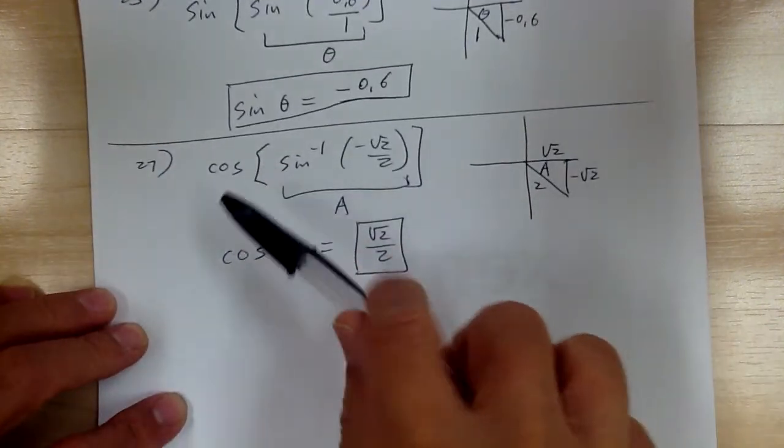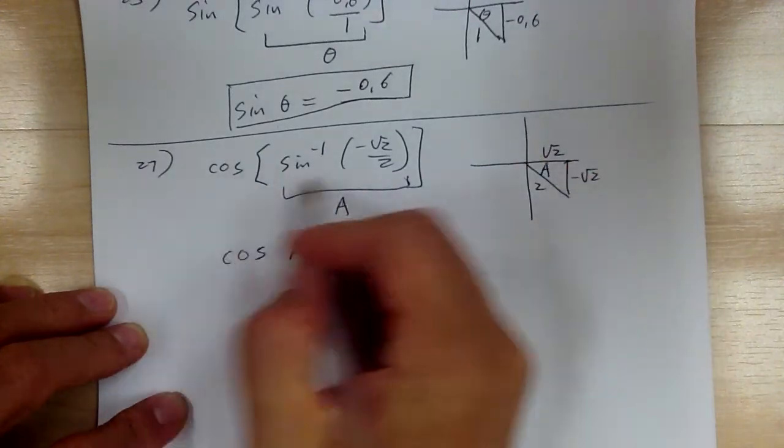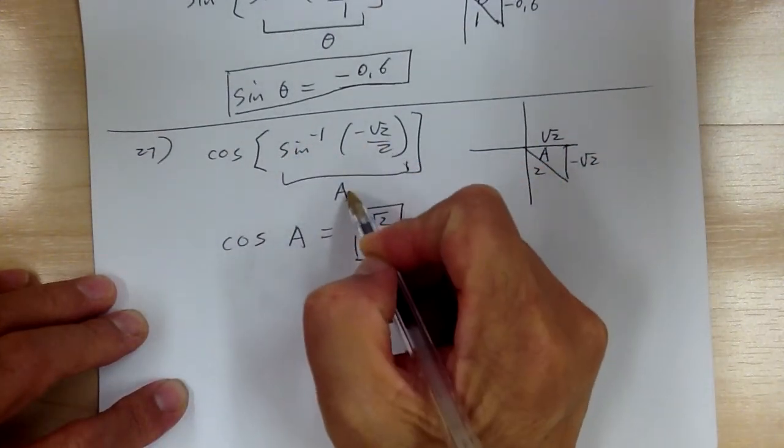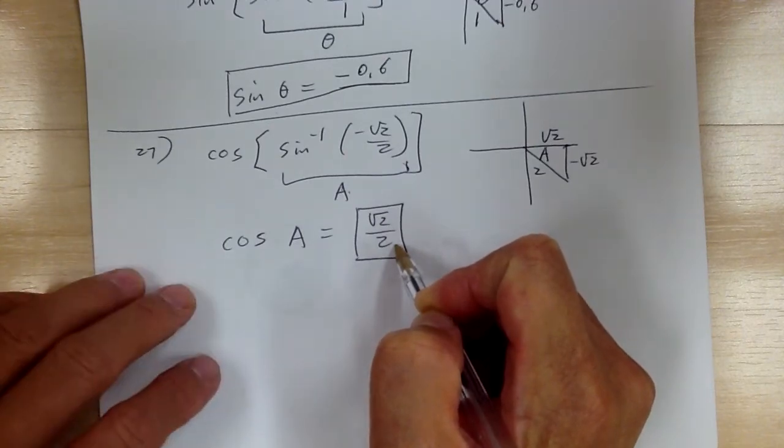So make sure you get the regular function and inverse function sorted out. Don't get confused between the two. Inverse function is an angle. Regular function is a ratio or a number. Okay, let's go to number 29.